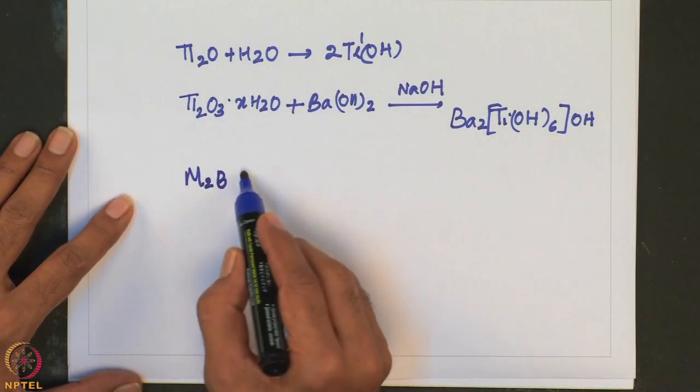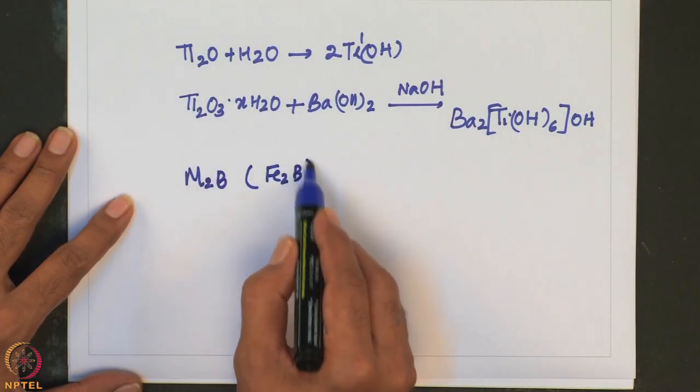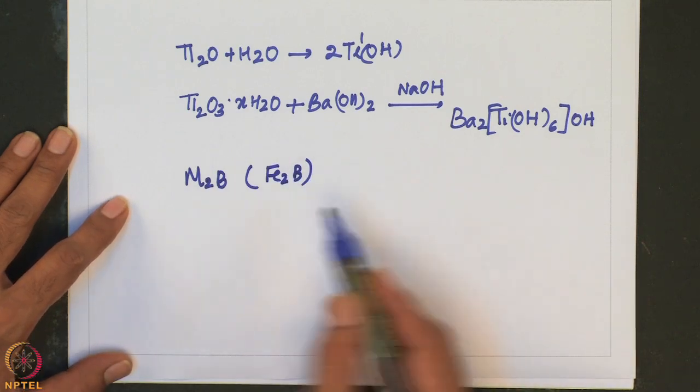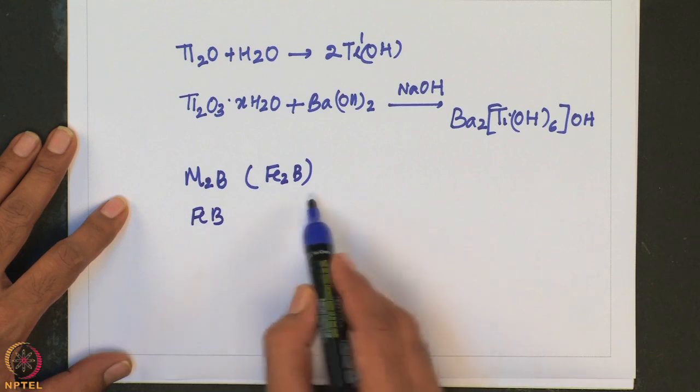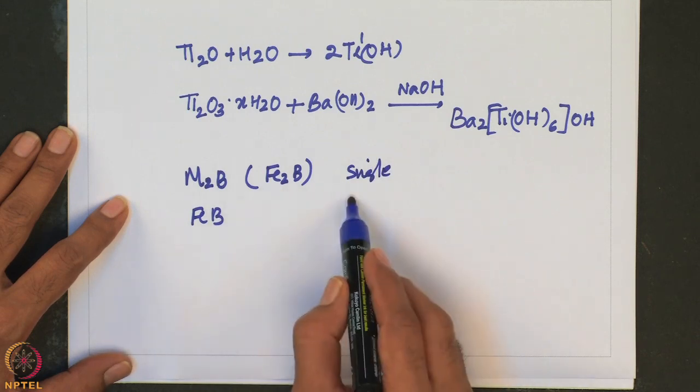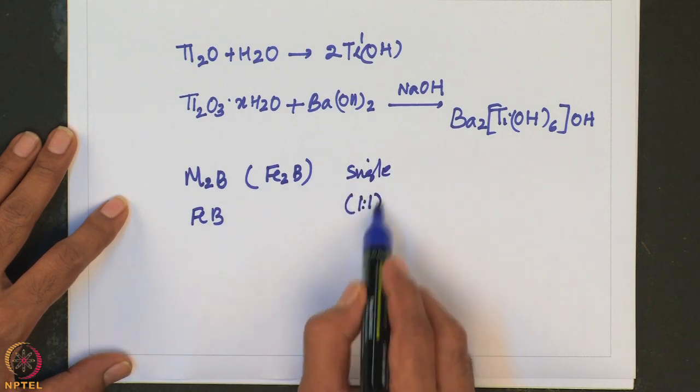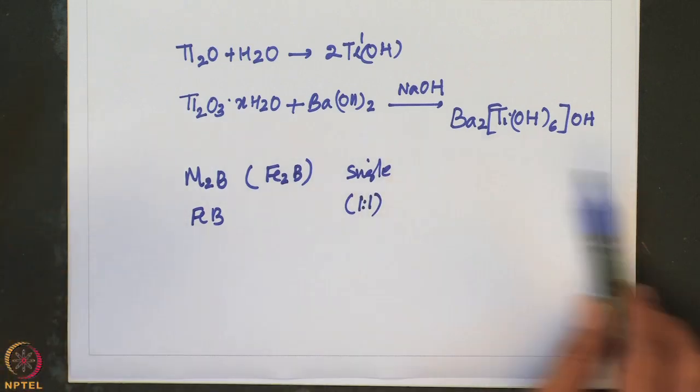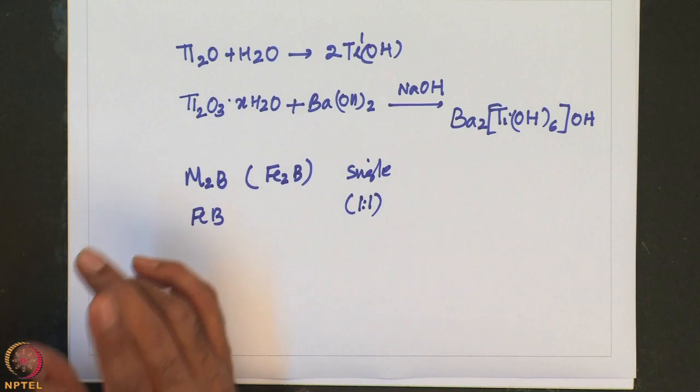So, compounds with composition M2B, for example Fe2B, have single boron atoms. With FeB we have, in this case, a ratio of 1:1, and here basically what happens is we have a single chain of boron atoms running through the metal lattice. Okay. We also have another type of boride that is called MB2.